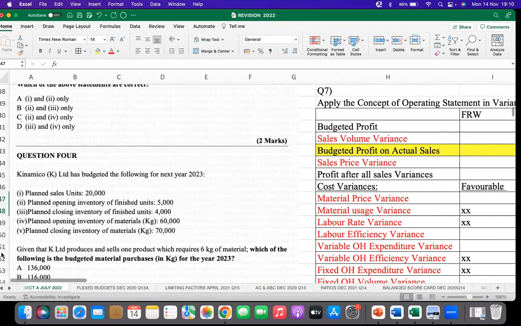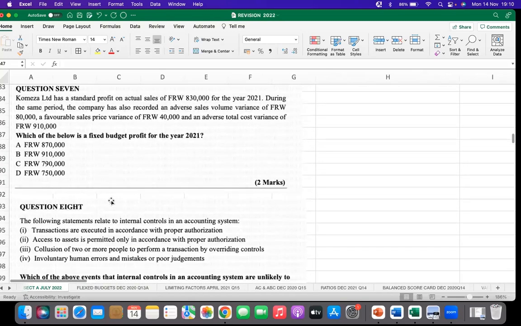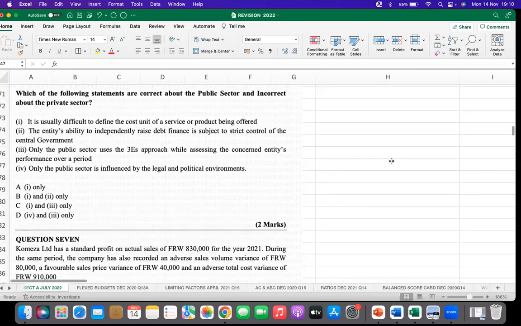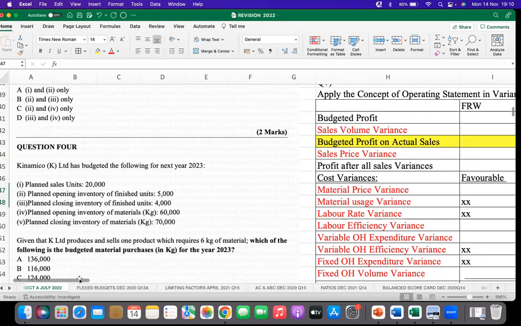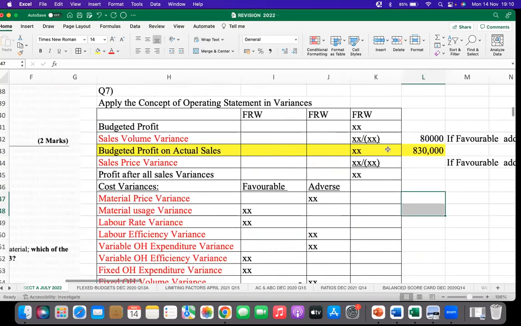Let's continue with the question. Question seven next. During the same period, the company had recorded an adverse sales volume variance of 80,000 and a favorable sales price variance of 40,000. Sales price variance: look here, 40,000. We were told this is F, you are told this is A. Remember, if F, you know what to do, whatever we had learned.